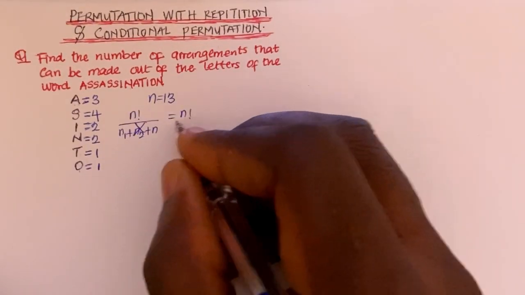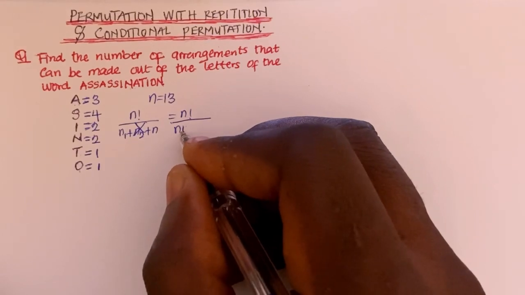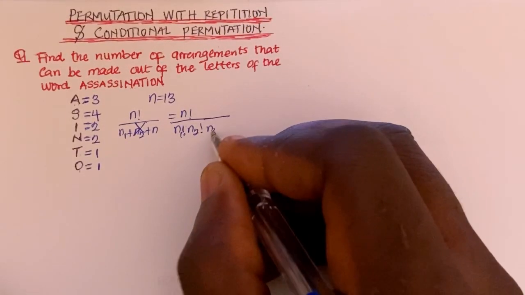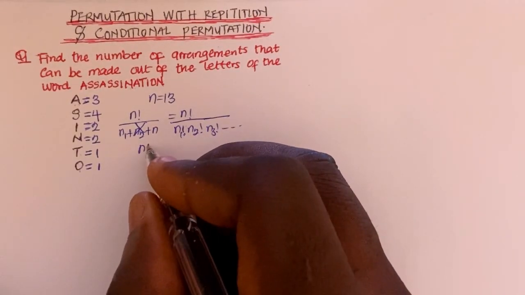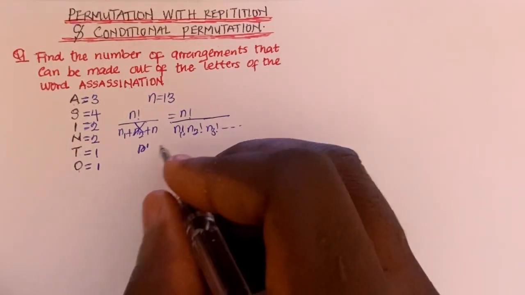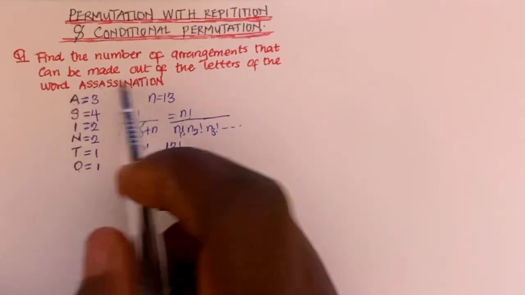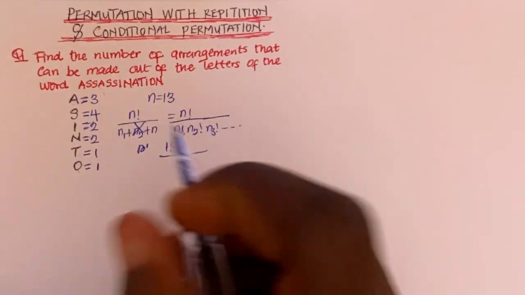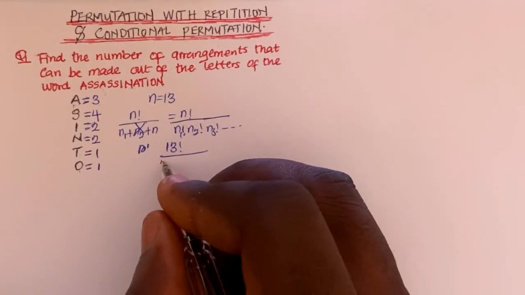So now we are going to use the formula: n factorial divided by n1 factorial, then n2 factorial, then n3 factorial, and so on. So here I'm going to have n factorial. What was my n? My n is 13 factorial. N is the total number of letters present in the word assassination. Then divided by my A. We have 3 A's, so here it will be 3 factorial.